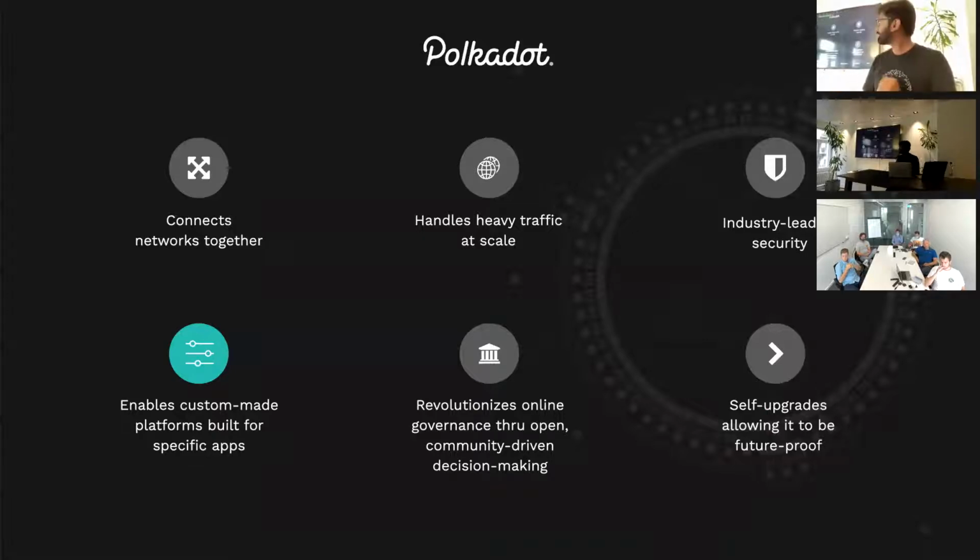Okay, so connecting networks together. That's what we're trying to do. And I'll tell you at the end of the presentation, Kusama is already ahead of that. We're able to connect networks together. All right, so enable custom-made platforms built for specific apps.